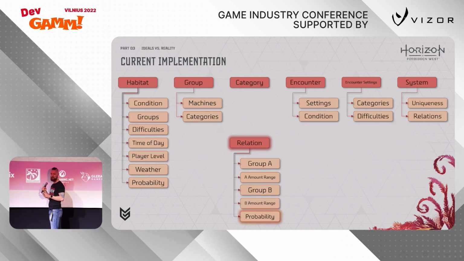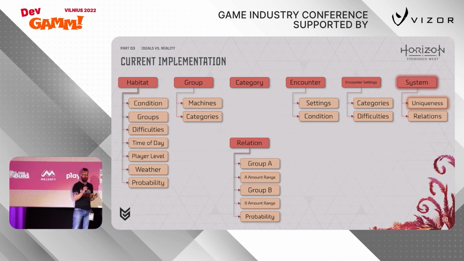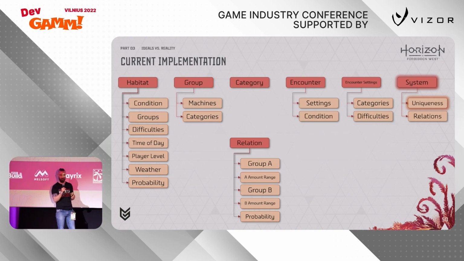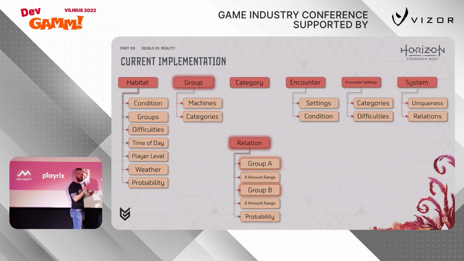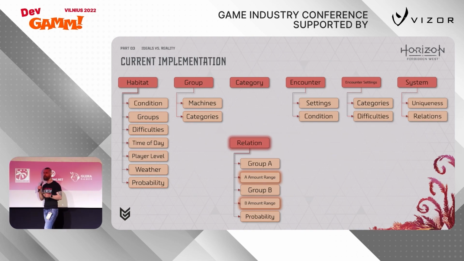Each pair combination is assigned a probability weight. Then that probability is modified by the system uniqueness setting to make sure there isn't too much repetition. After that, a pair combination is chosen at random based on assigned weights. And finally, from every group, a randomized amount of machines is spawned.